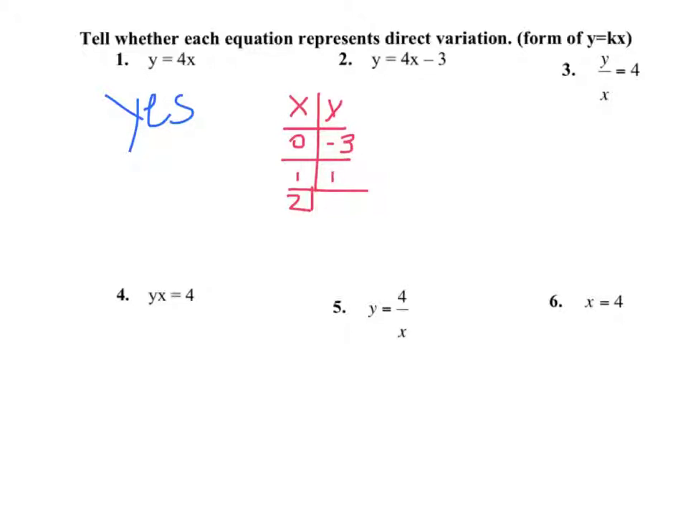4 minus 3 is 1. And then 4 times 2 is 8. 8 minus 3 is 5. All right, so on our coordinate grid, what this is going to look like.